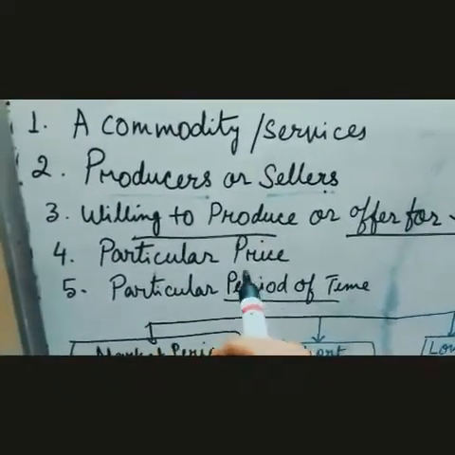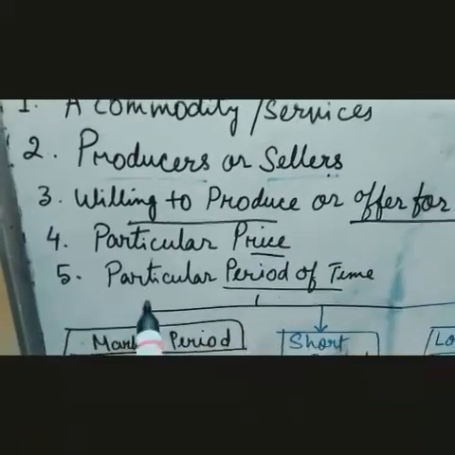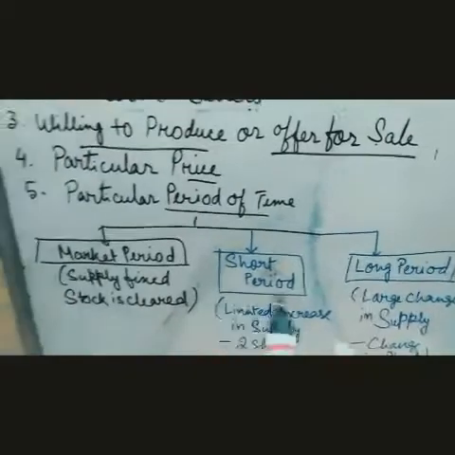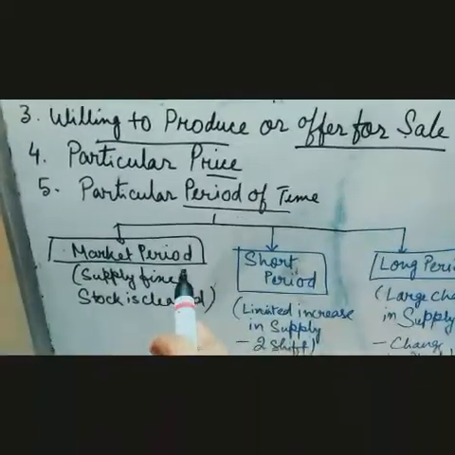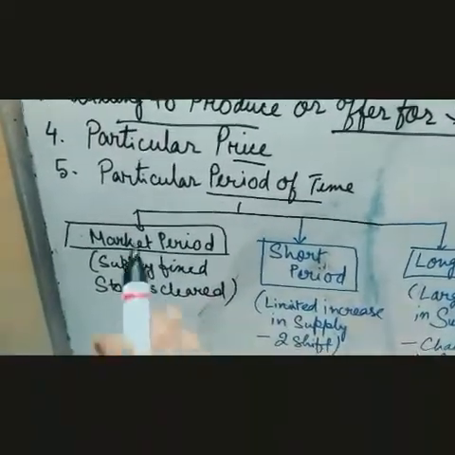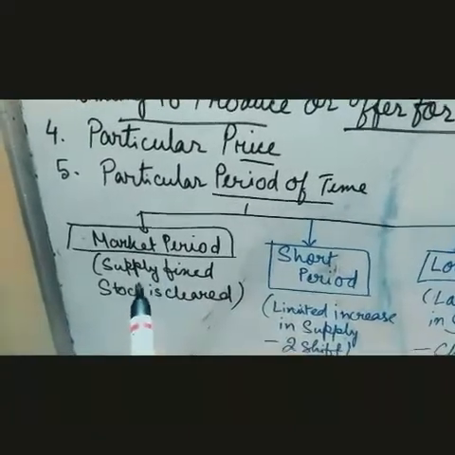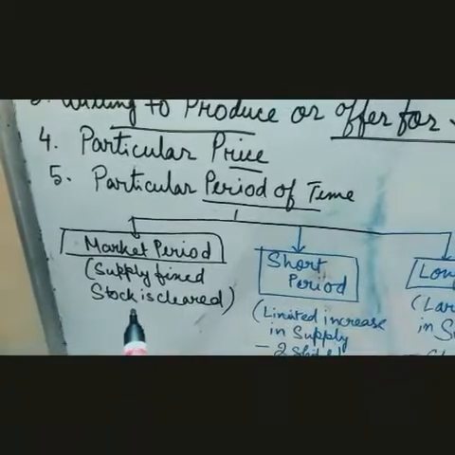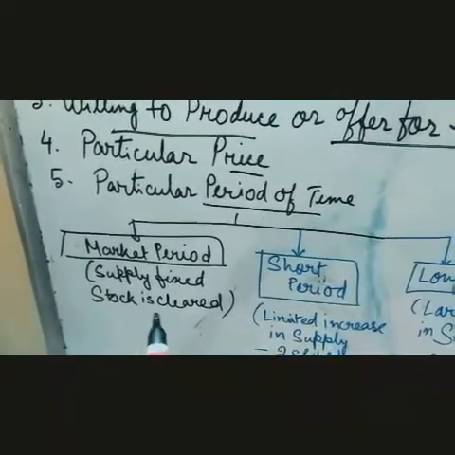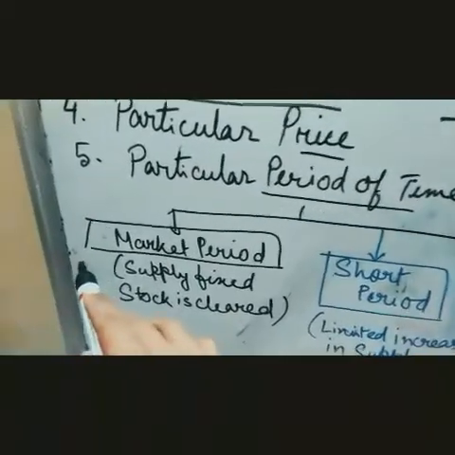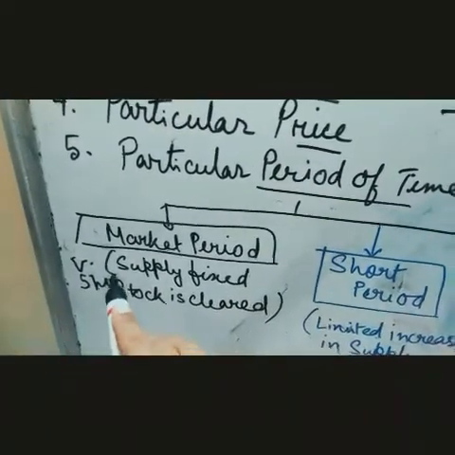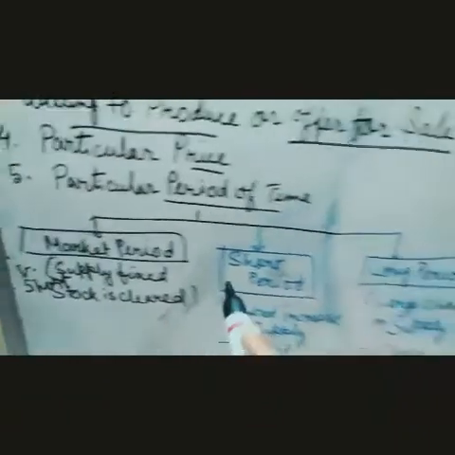Next, a particular price. Price is important, then only it will become supply. A particular period of time. Now, what are the 3 times which we have in supply? Market period. Market period is called a very short period, where supply is fixed. Supply is fixed, only things are coming or products are coming from stock. So this is a very short period, and another name is market period.